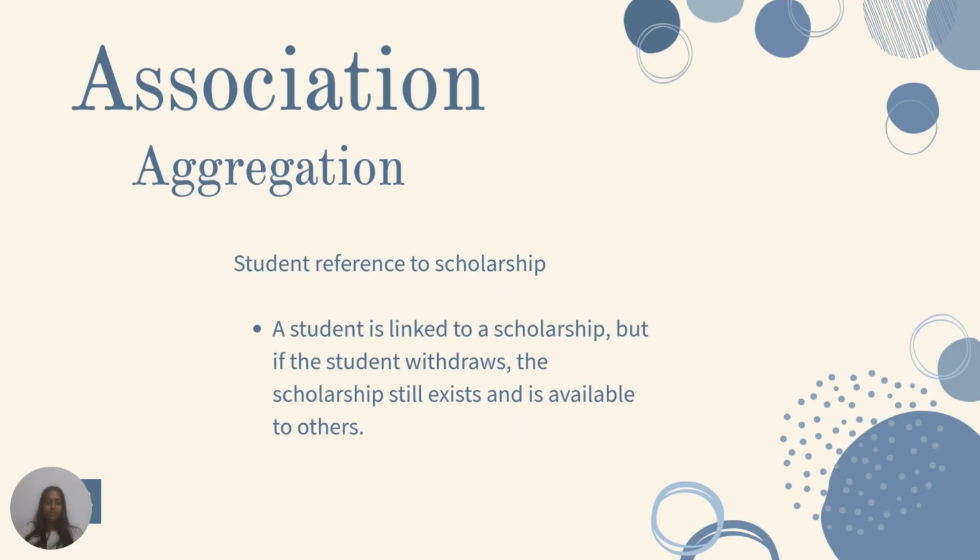Moving to next, which is association, we choose both types, which are aggregation and composition. Talking about aggregation, it's a weak relationship. For example, a student is linked to a scholarship, but if the student withdraws the scholarship application, the scholarship still exists and is available to other students.